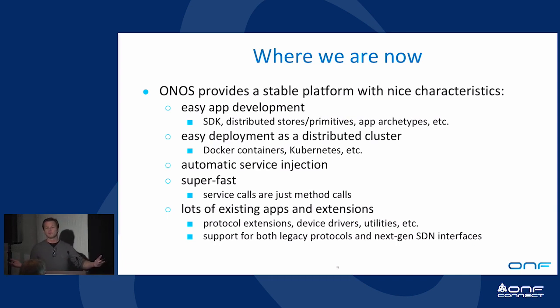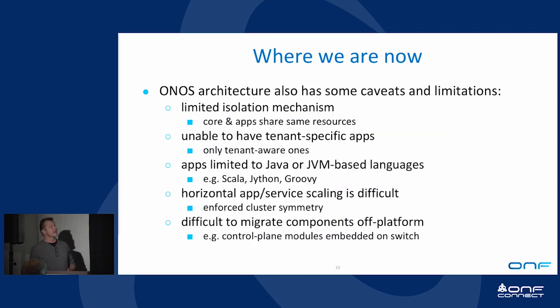It's easy to deploy as a standalone node or as a clustered node. We have integrations with Docker containers. We can still orchestrate it using Kubernetes. It's super fast because basically service invocations are effectively just method calls inside the JVM. So it's good. We feel pretty good about it. It's starting to enter productions. That's great. But we also are aware of some limitations that it has.